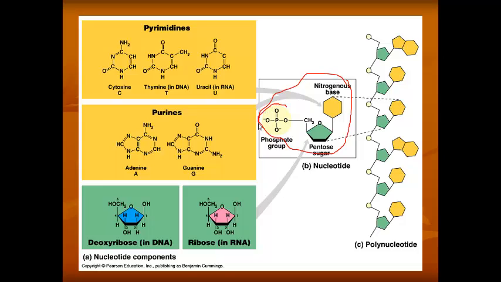One is going to be a phosphate group. Two is going to be a sugar. That pentose sugar could be deoxyribose in DNA, or it would be ribose in RNA. DNA and RNA are the two types of nucleic acids. So you have a phosphate, the sugar, and finally you have a nitrogenous base. There are 5 different nitrogenous bases. You can have adenine, guanine, cytosine, thymine, and uracil.